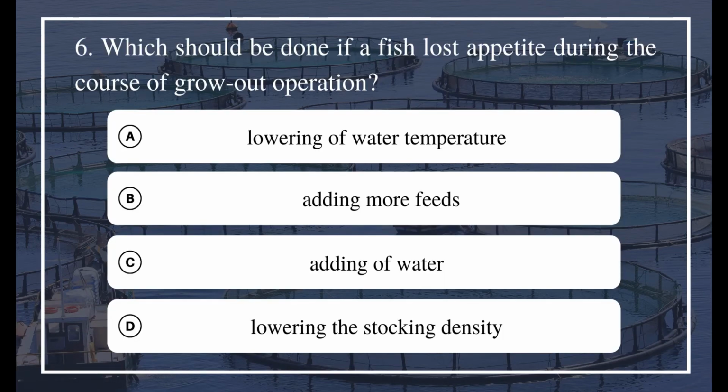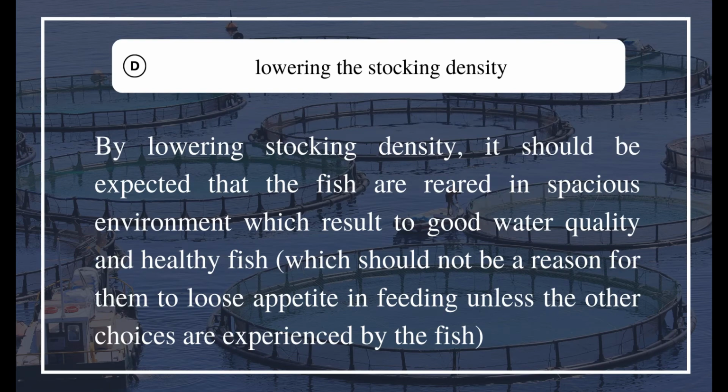6. Which should be done if a fish lost appetite during the course of grow-out operation? A. Lowering of water temperature. B. Adding more feed. C. Adding of water. D. Lowering the stocking density. The answer is D. Lowering the stocking density. By lowering stocking density, it should be expected that the fish are reared in a spacious environment which results in good water quality and healthy fish, which should not be a reason for them to lose appetite in feeding unless the other choices are experienced by the fish.